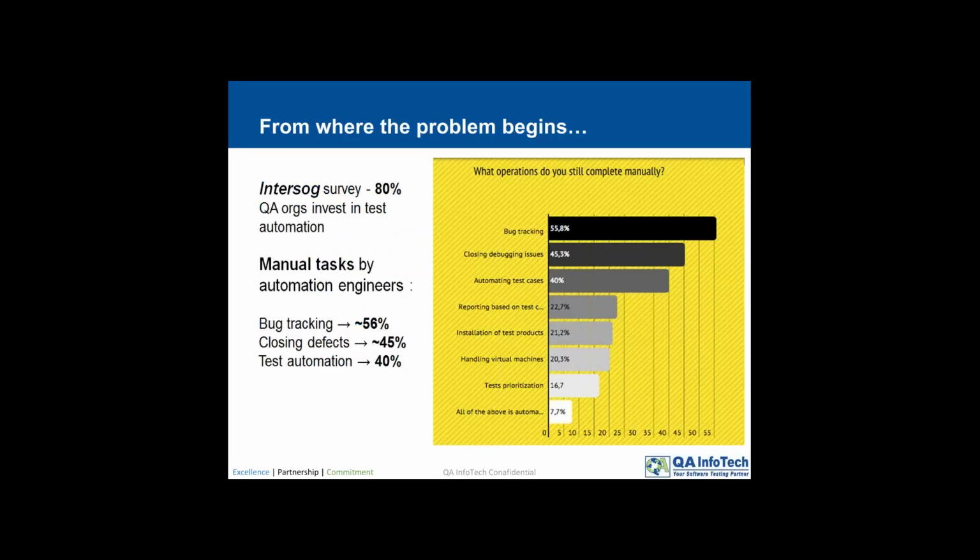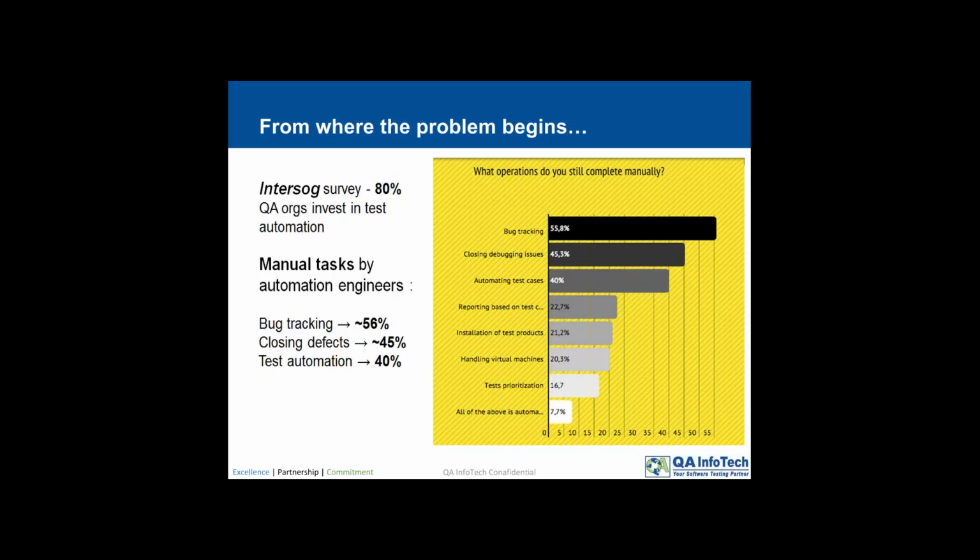All right, so here is a survey recently conducted by Intersolve. Intersolve is a mobile development company based out of US. The survey reveals that 80% of the QA organizations invest into automation of test cases around their product. But a lot of efforts are applied in carrying out the manual tasks. As this graph shows, 56% of the organizations have their automation engineers do manual bug tracking, which is indeed a huge number.